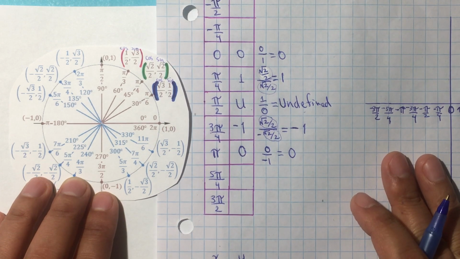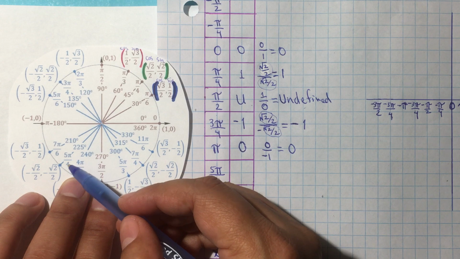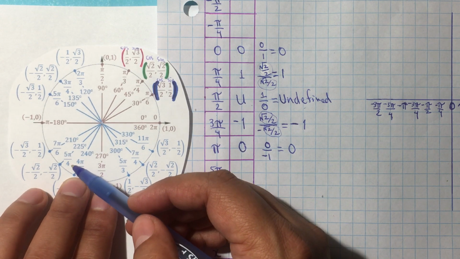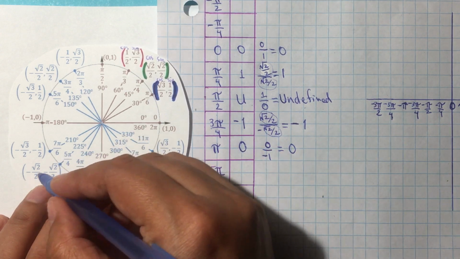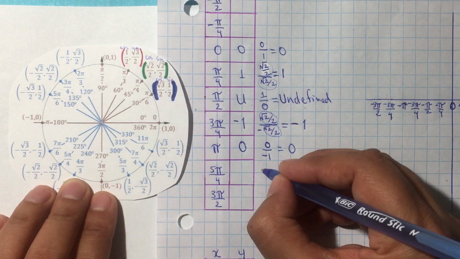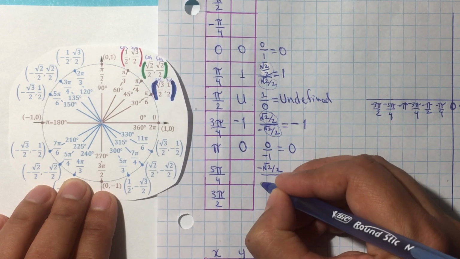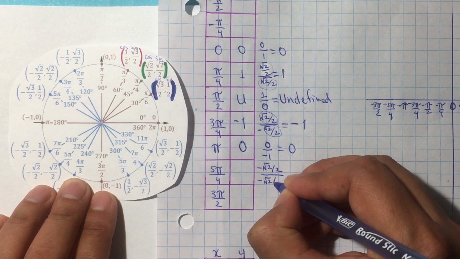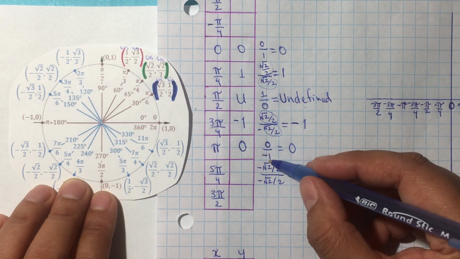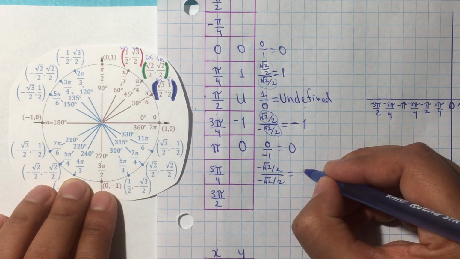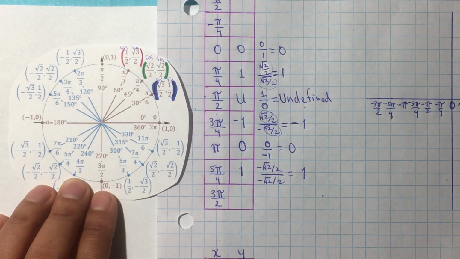Let me bring this up a little. And so 5/4 of pi is right here. Again, y divided by x. Both of these are negative because they're in the third quadrant. So negative square root of 2 divided by 2 over negative square root of 2 divided by 2. Negative divided by negative is positive, and the same thing divided by itself is always 1. So positive 1 here.